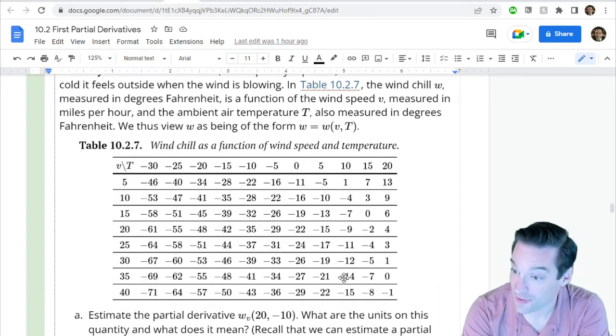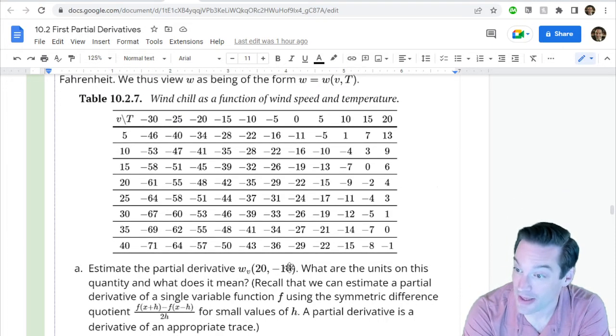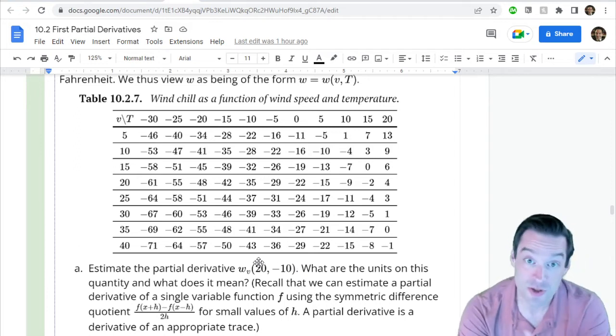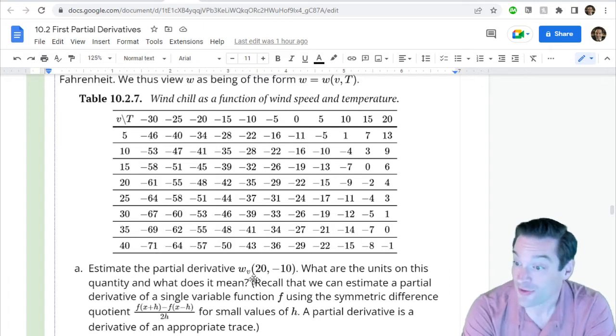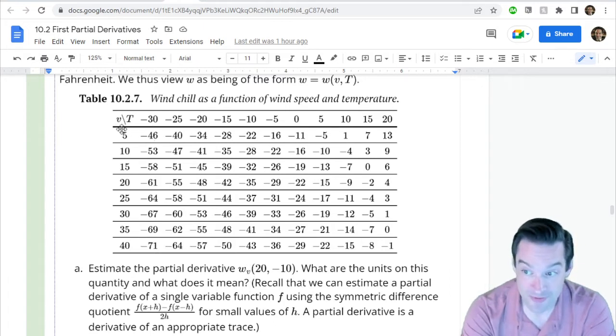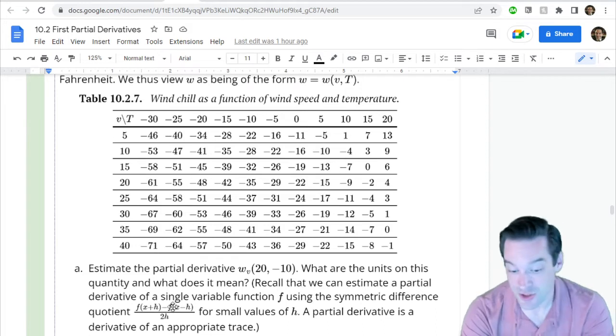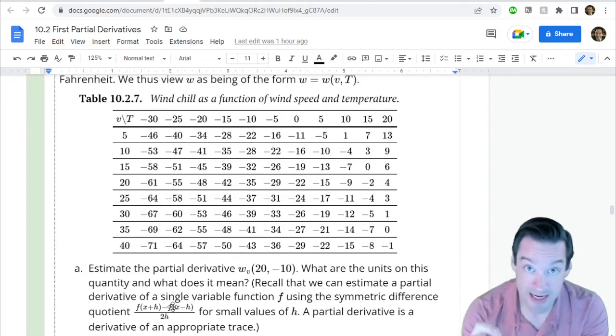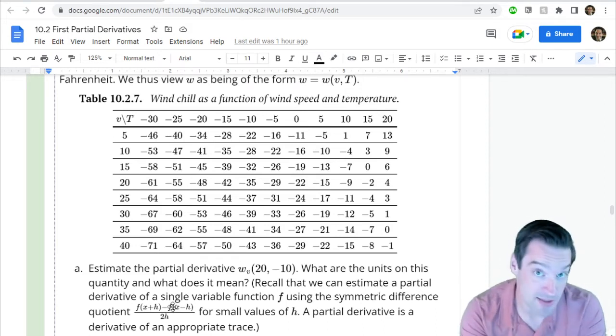So if I want to know the v partial derivative at (20, -10), so if it's negative 10 degrees outside and there's a 20-mile-an-hour wind, I want to know how does the wind chill change as a function of the velocity. So to find that, I would let the velocity vary, but I would want to keep the temperature constant. So I would just look at this column of numbers, and I would get a single variable function, and I can use the slope of a line in between two of those points to estimate this instantaneous rate of change at a given point.